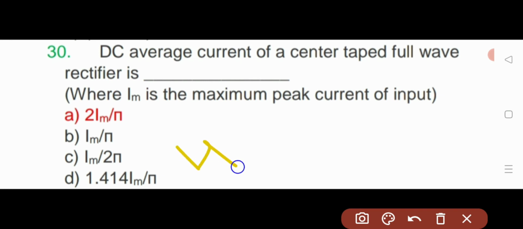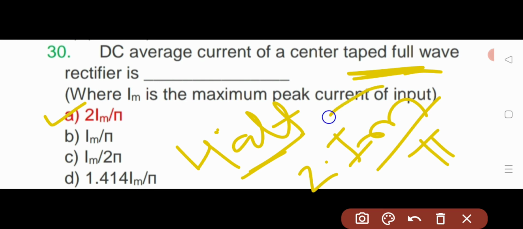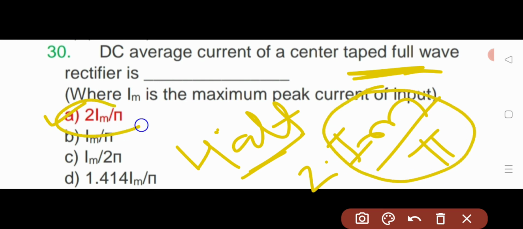Where half wave rectifier DC average current is IM by pi, the full wave rectifier is 2 times of half wave, means the answer is 2 IM by pi. This is the half wave DC current and this is the formula of full wave rectifier. It is 2 times the half wave rectifier DC current.